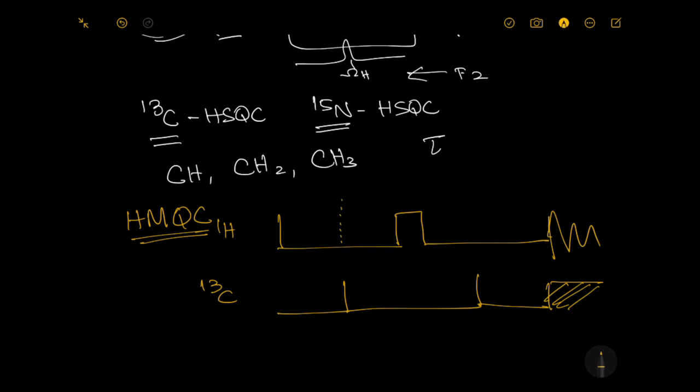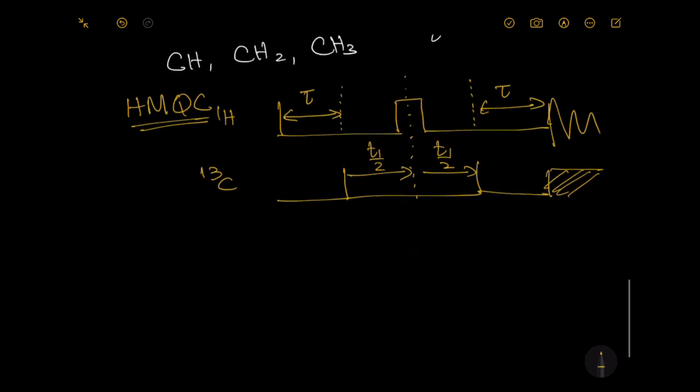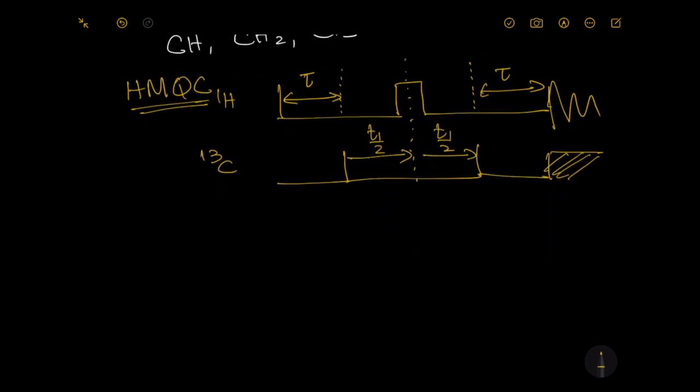And here, the 90 pulses are applied such that this will be the tau delay, and then the 180 pulse is applied exactly at T1 by 2. If you compare this with the HSQC, you can see the number of pulses is much fewer in the HMQC module than in the HSQC. So we will quickly repeat the exercise of doing the density matrix formalism for this case as well.